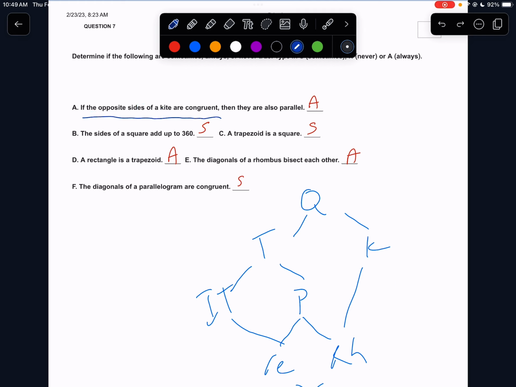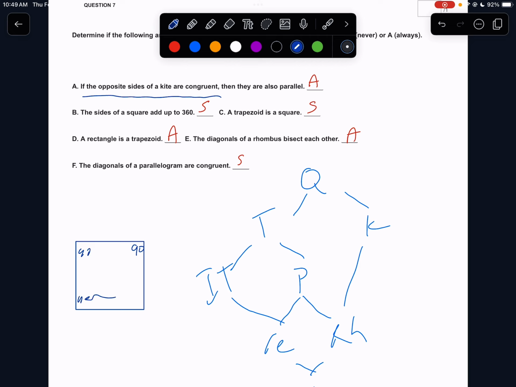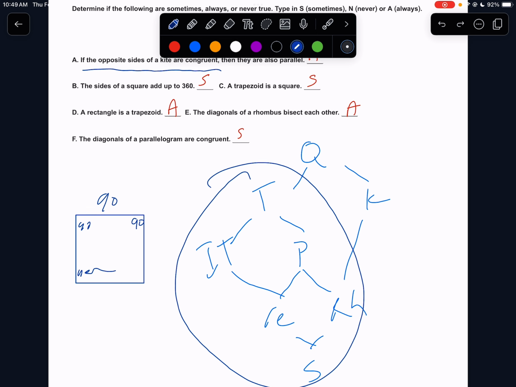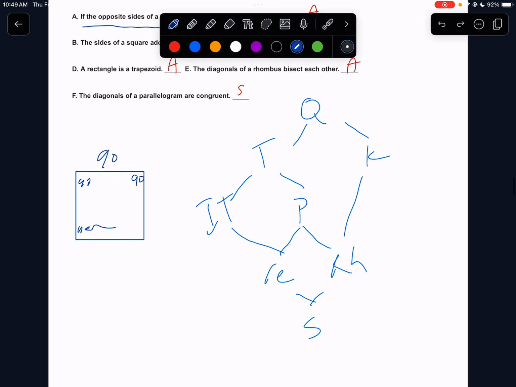The sides of a square add up to 360 sometimes. So in a square, the angles are 90 every time, right? But could the sides also be 90? Yeah, they could. They don't have to, but they could. So sometimes. A trapezoid is a square. Well, here's all the trapezoids. Are any of those squares? Yes, one of those is a square. Are all of those squares? No. So it's sometimes.